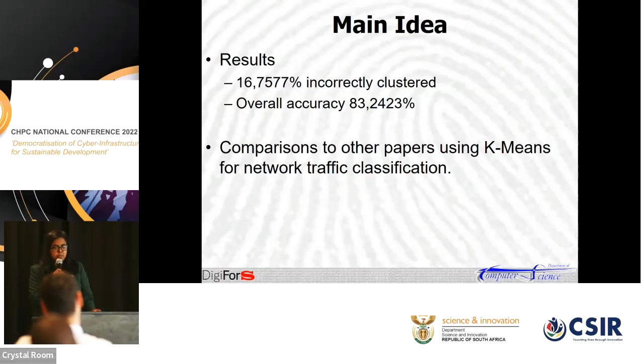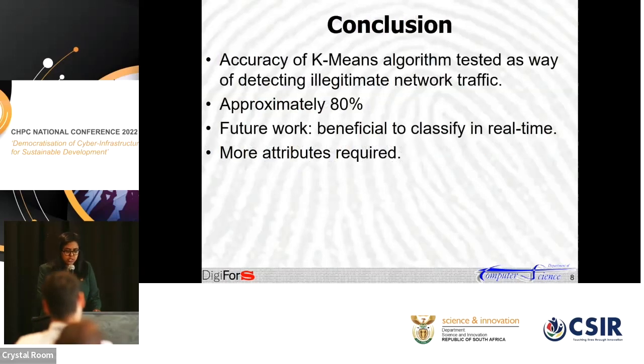In conclusion, the accuracy of the k-means algorithm is tested as a way of distinguishing between real and illegitimate network traffic within the SANReN network. This would essentially identify a viable technique for detecting fraudulent traffic, since some illegitimate traffic is potentially malicious. Experimental results show that the k-means algorithm is sufficient in identifying fake data. However, it's obviously not the best, since it only does 80%.